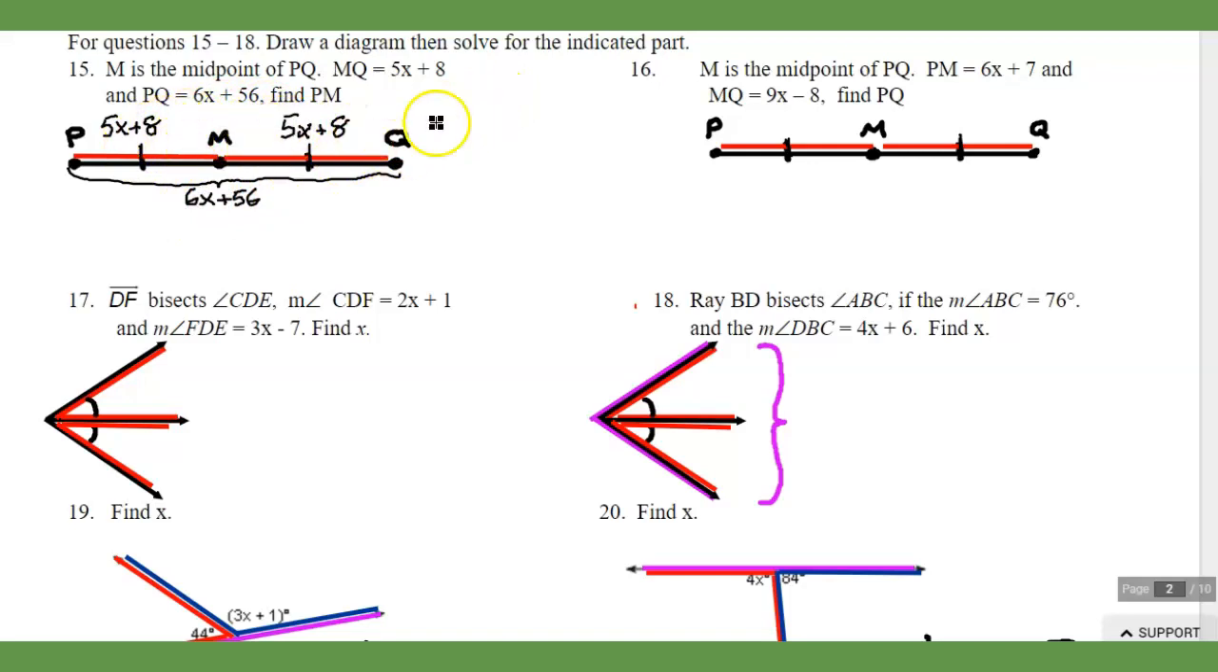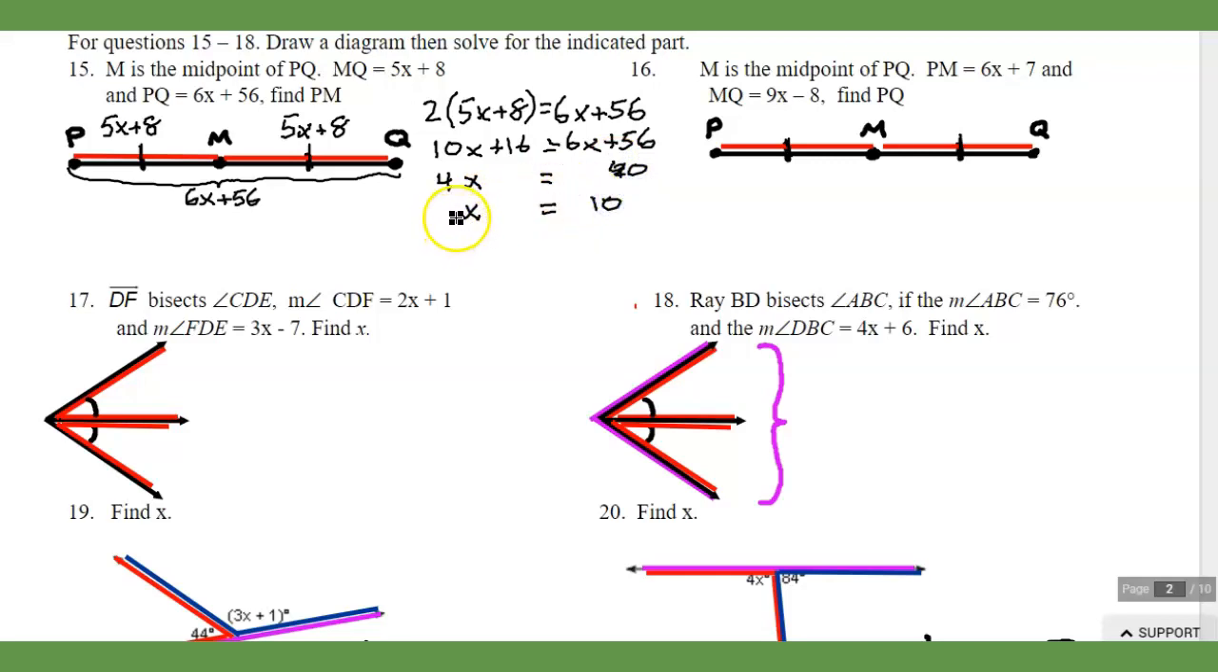Right? Now, since these are the same, we usually just write them as 2 times. You could say 5x plus 8 plus 5x plus 8, but it's a little easier just to say we have 2 of them. That adds up to 6x plus 56. Okay? So a little bit of algebra. We'll have 10x plus 16 equals 6x plus 56. Okay. Subtract 6x on both sides. 10 minus 6 gives us 4. And 56 minus 16 will give us, let's see here, 40? Yeah, 40, which means x equals 10.